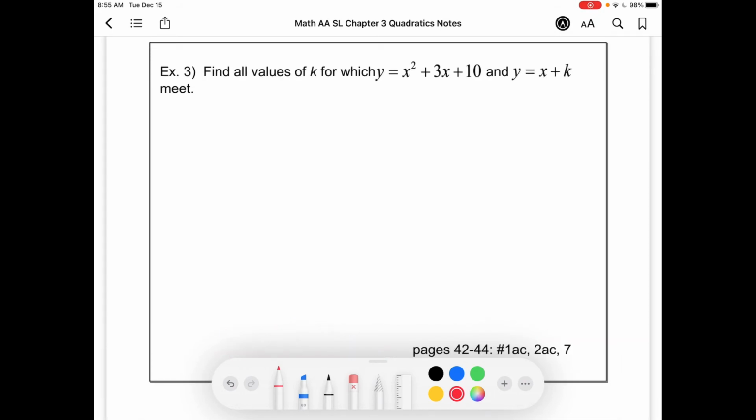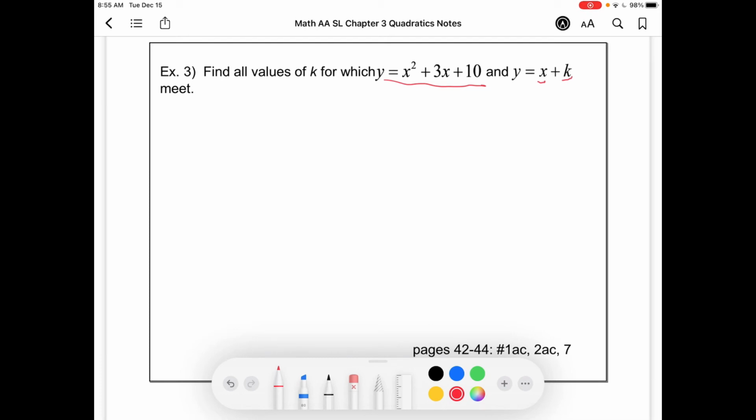So let's tweak this question a little bit. I've got the same quadratic here. I'm just wondering, for what values can I actually make them meet? So I'm going to take the exact same quadratic, the exact same kind of line, one with a slope of 1, and some random y-intercept. And when are they going to meet?